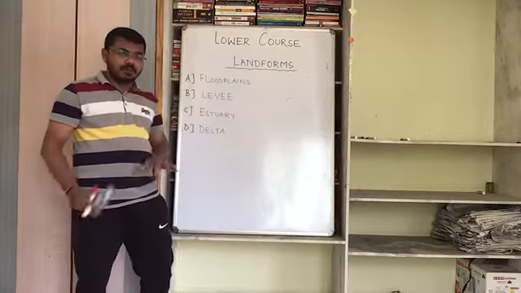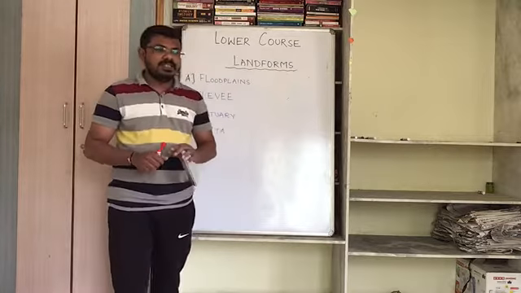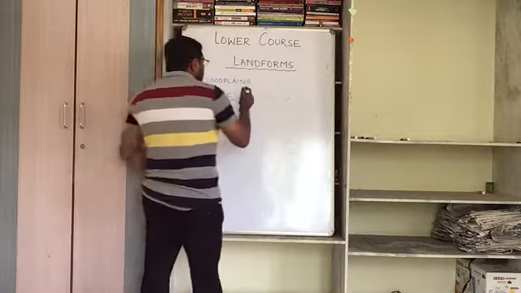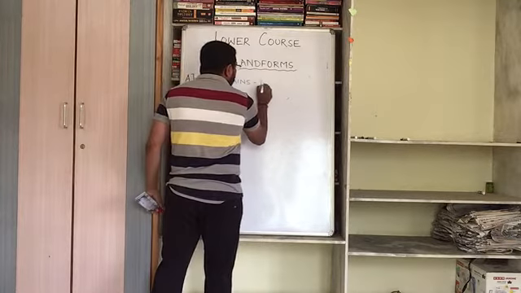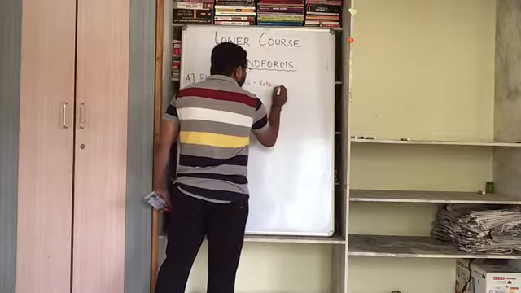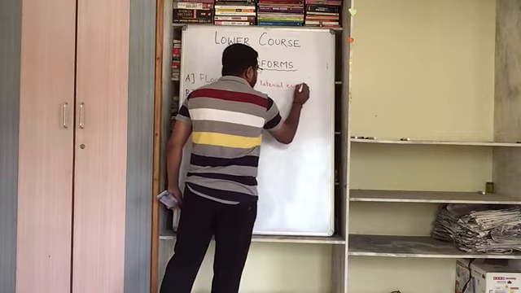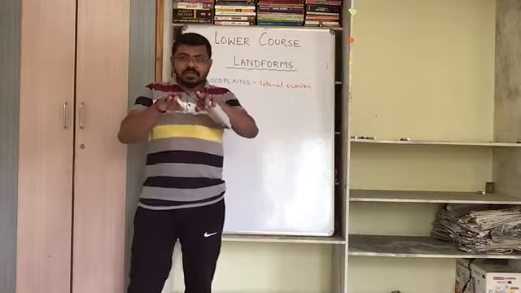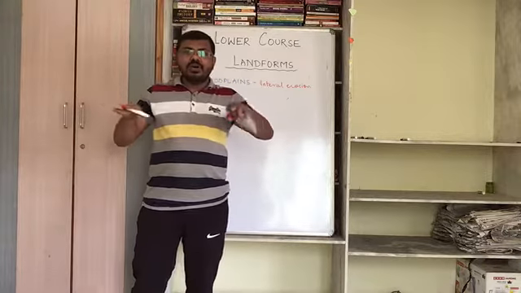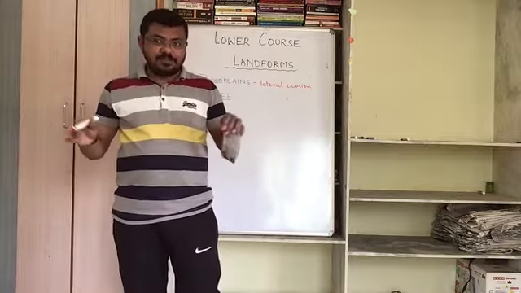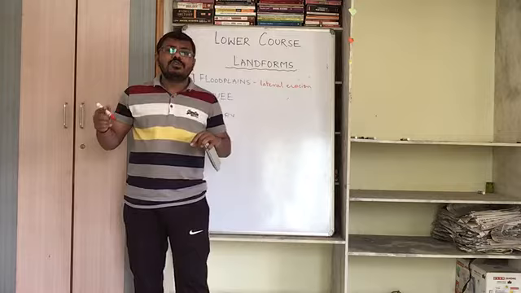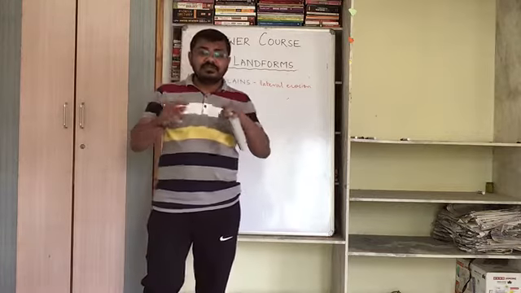Now talking about floodplains, how are floodplains formed? The floodplains are formed because a river does a lot of lateral erosion, the erosion of the bank or the erosion of the land. So lateral erosion results in the formation of extensive floodplains.